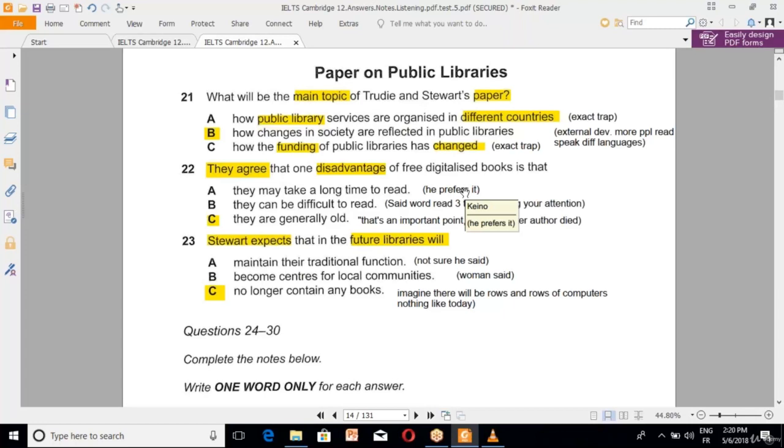Your answer is going to use synonyms, the correct answer. Right? For choice B, the woman said we need to look at the external development. More people are reading and they speak different languages. That's related to changes in society. That's your synonym language, right? This test is not designed for you to sit there and say, oh, they said different countries and they said public library. I see those words. I'm going to pick that answer. That's not the way it works.